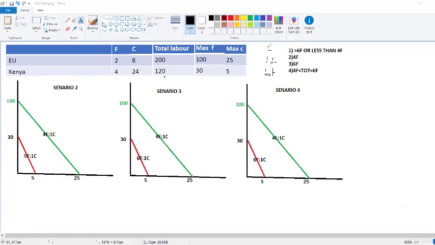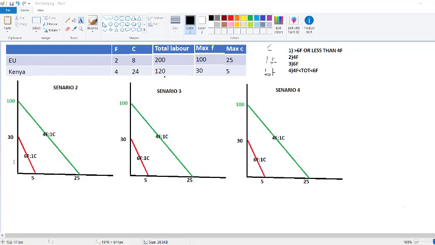When it was in autarky, the terms of trade in Kenya was 6 food per one chemical, and in the EU was 4 food per one chemical. So now we're going to hypothesize 4 different things. What I did is add the first and second condition to each other because it's merely a discussion. You can draw a graph for it, but I've decided not to draw a graph for it.